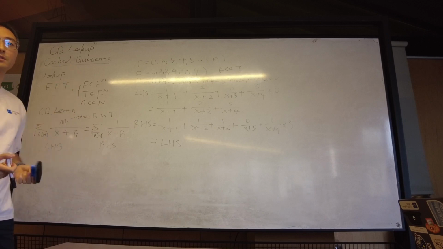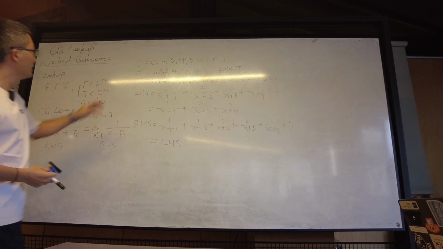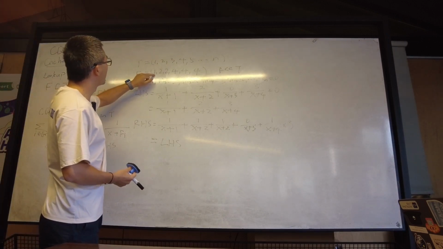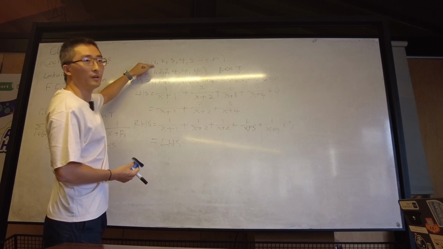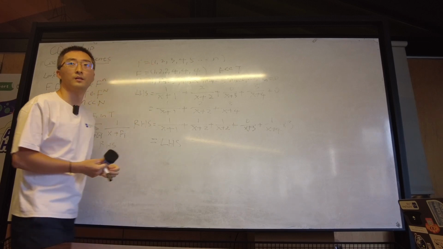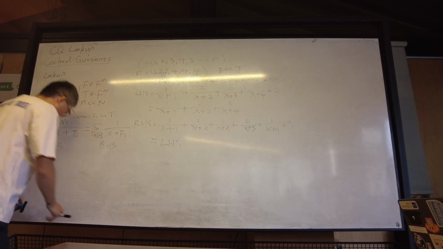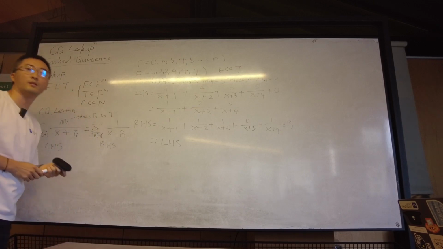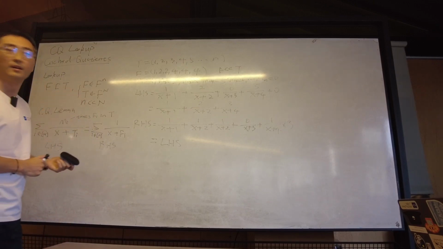So far, any question? M is the number of times this element shows up in here. Oh, okay. I see it. So far, good, right?